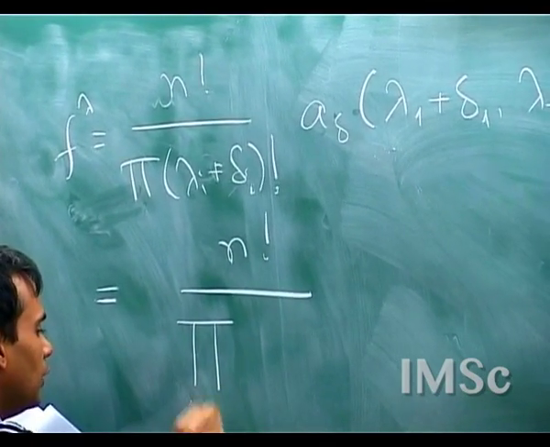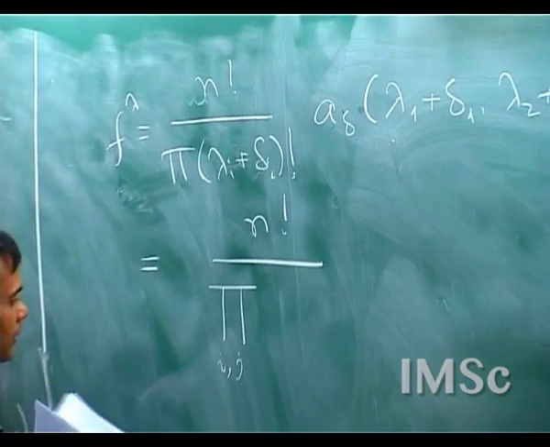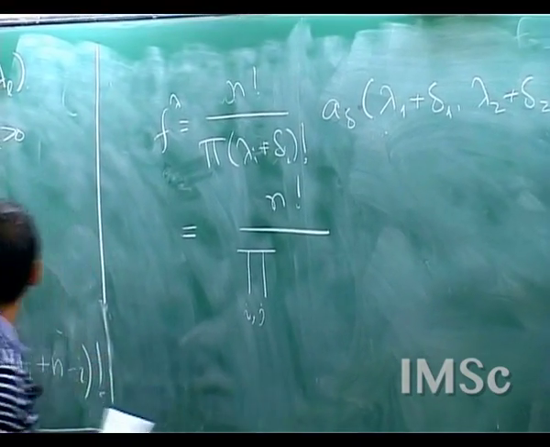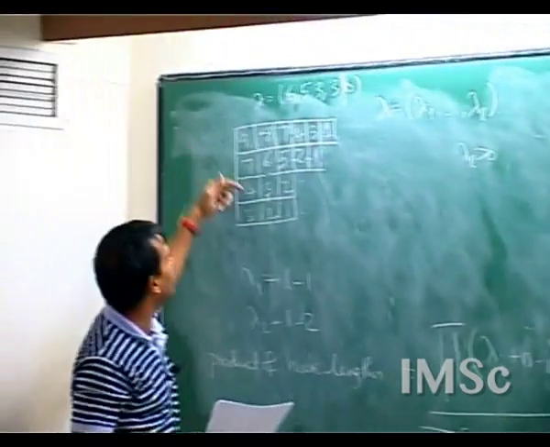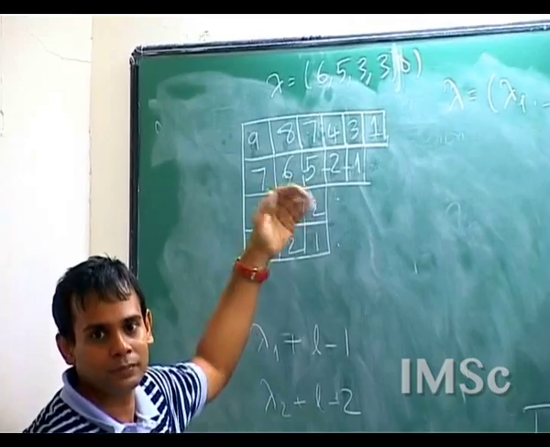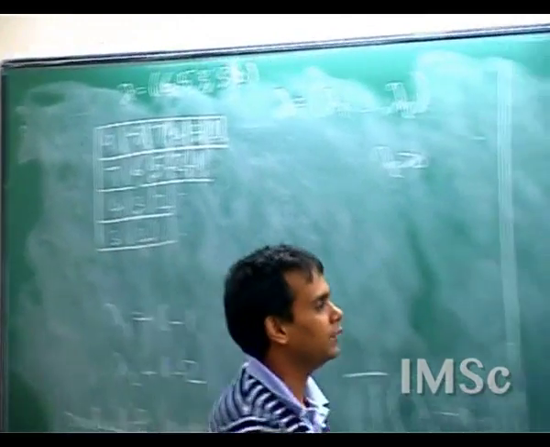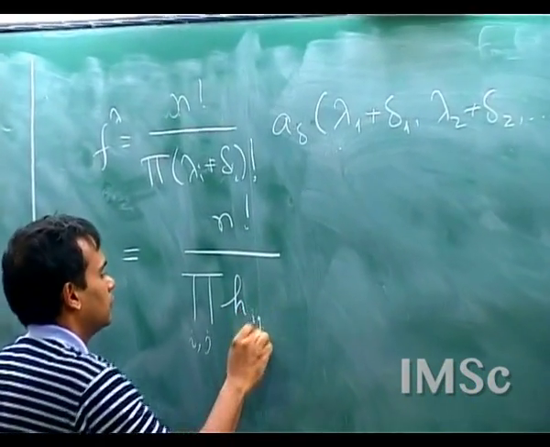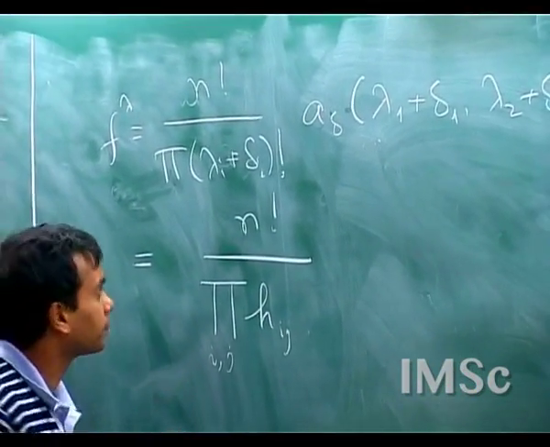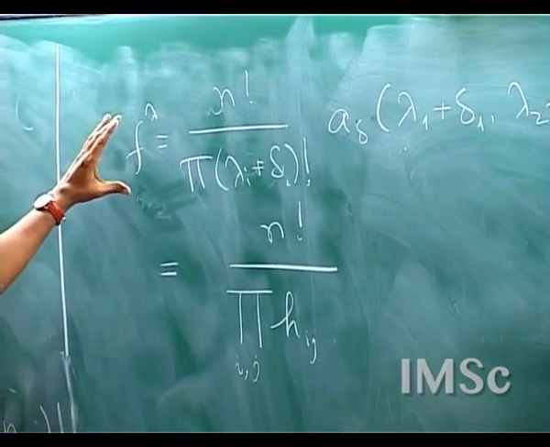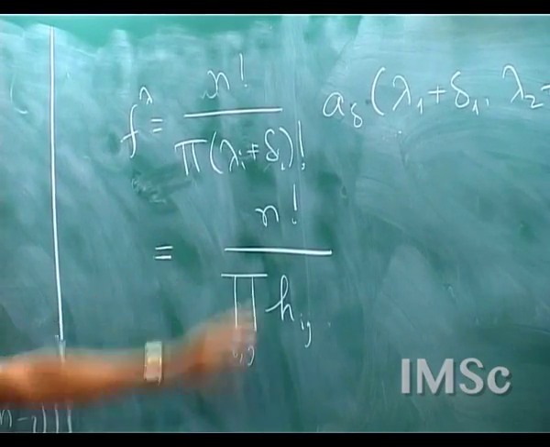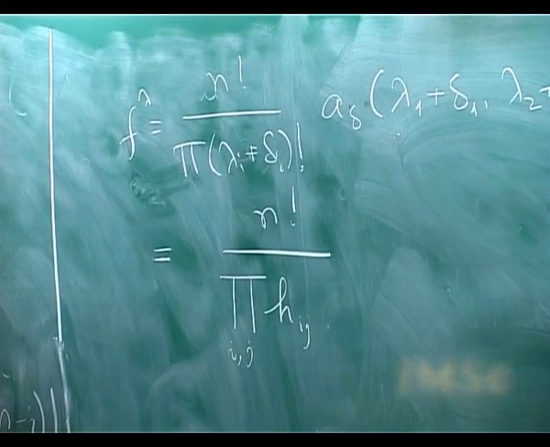For each ij, we denote the coordinates of a box in the Young diagram, which is in the ith row and jth column, h_ij. And that's the hook length formula. The number of standard Young tableaux of shape lambda is n factorial divided by the product of the hook lengths in the Young diagram of shape lambda. That's it.